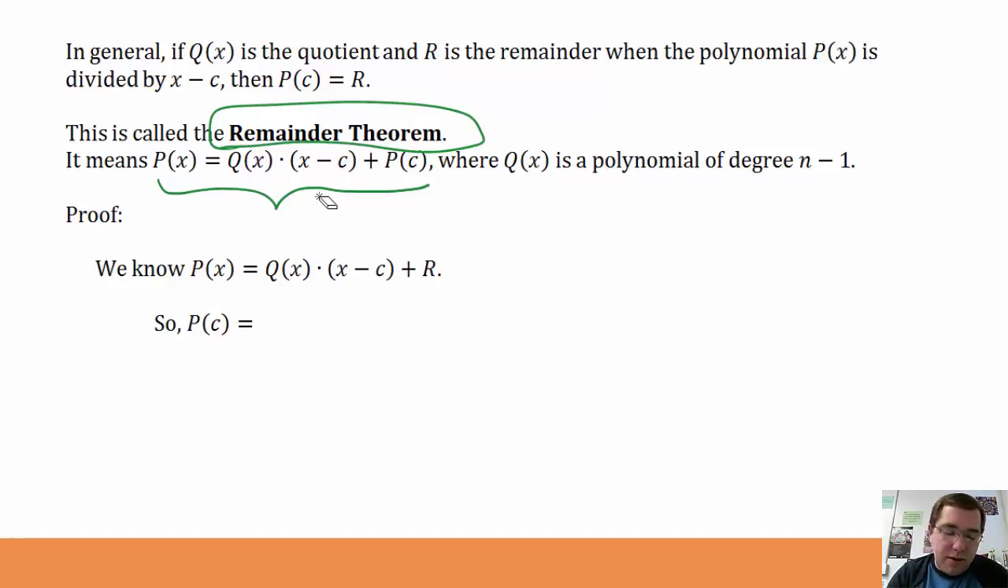Here's a little proof of that theorem. Because what's the good of a theorem if we are just told that it's true? We need to understand that it's true. We know that p of x equals q of x times x minus c plus r.